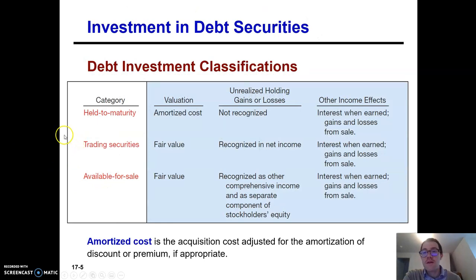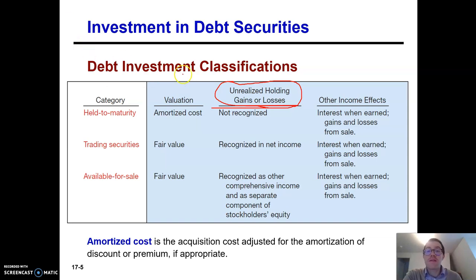All right, and this chart really does it all. This is a big part of the chapter here. Held to maturity, accounted for at amortized cost. The point of this chart is to show you two things. What do you do with unrealized holding gains or losses? By unrealized, what I mean is, you buy a debt security, its value goes up, but you don't sell it yet, and the fiscal year ends. You have an unrealized gain. If you actually sold it, then it would be a realized gain. Okay, so that's what unrealized means.